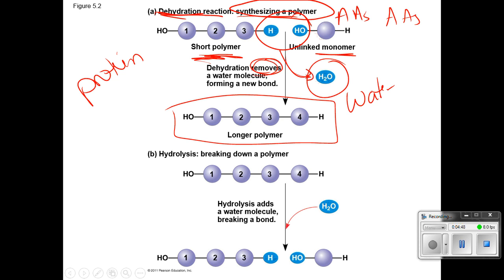Now, if you wanted to add another amino acid, you could add it right here, where the H group linked up with the OH group on the other one, or you could add it here, where the hydrogen group linked up with the OH group on that.